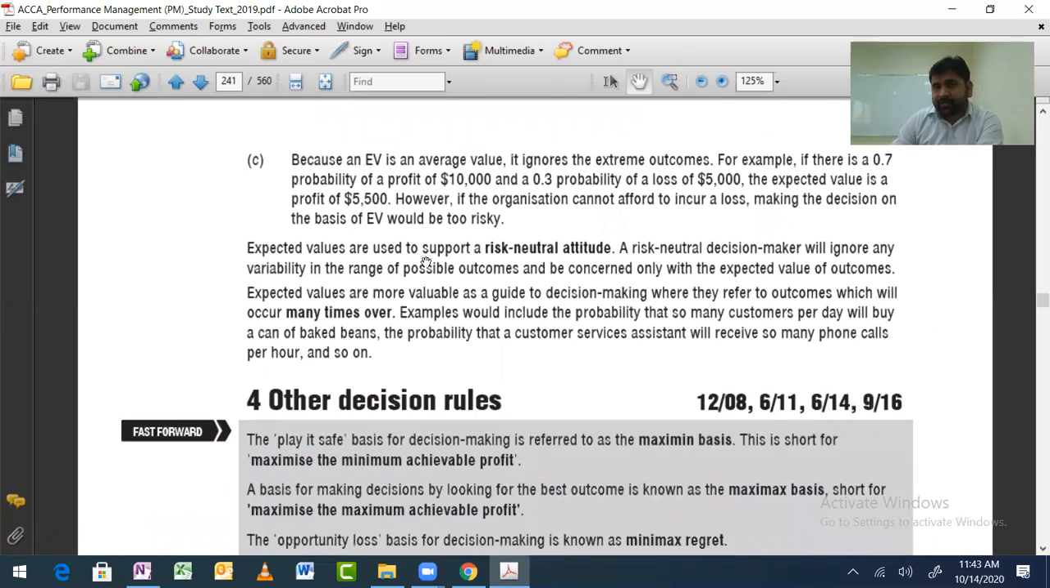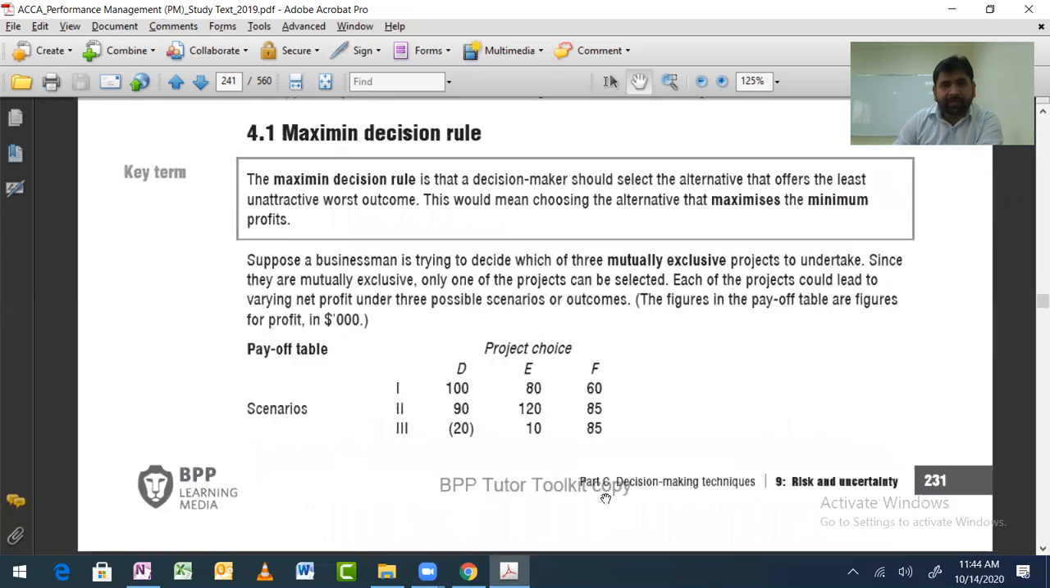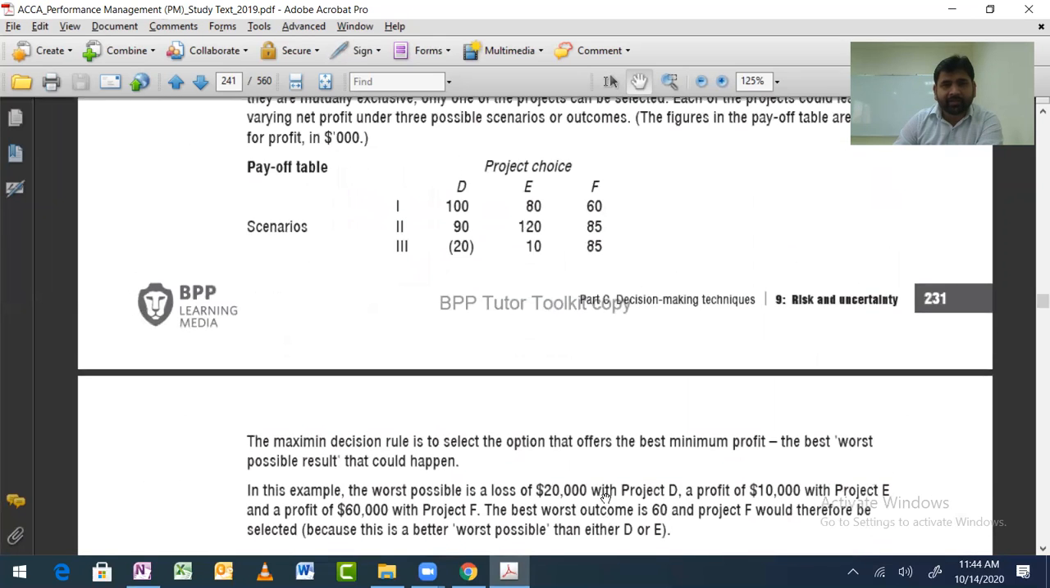And see, expected value is used to support a risk neutral attitude. So if you are risk neutral, then you will use expected value. Otherwise, if you are too optimistic or pessimistic, you have your own ways of doing the calculation. Now they are talking about other decision rules. The other decision rules are maxi-min, maxi-max, and mini-max regret rule. We have already done that, but again we'll get a question here and we'll do it with this question. See, this question, DEF.